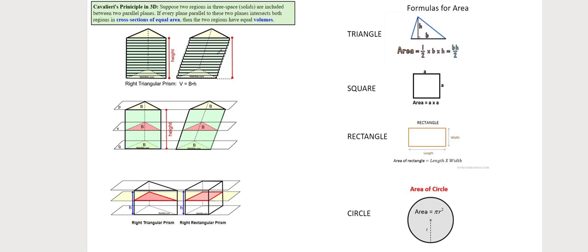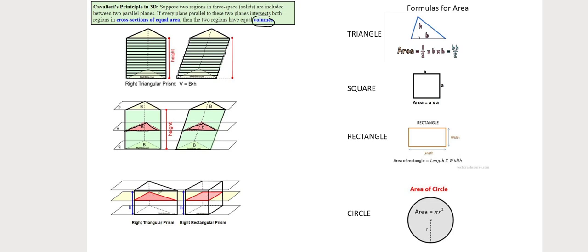So basically, what this is saying is if you have two shapes between planes, and you look at the cross section, the shaded part over here, every cross section that is parallel to each other, if that area being intersected by the plane is equal in both, then that means simply that they have the same volumes. Okay, equal area, equal volume. That's basically what it is.